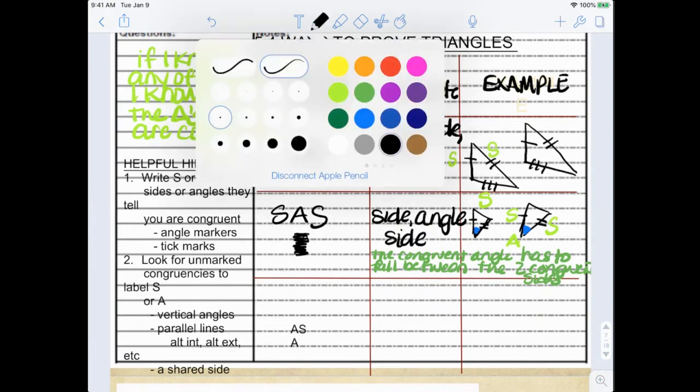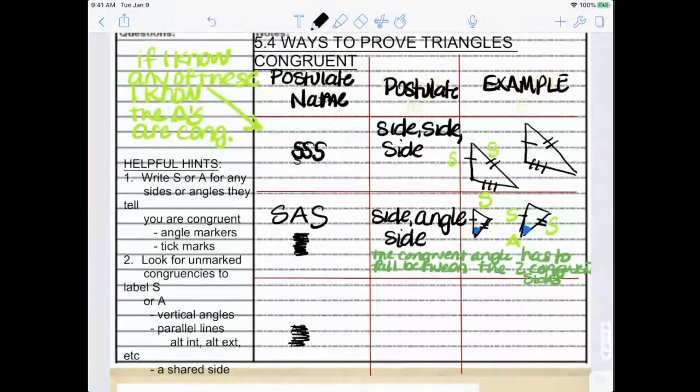And the third way we are learning today to prove two triangles are congruent is if we have angle, side, angle. Again, craziness, but the side has to be between the two angles. So what that looks like is this.